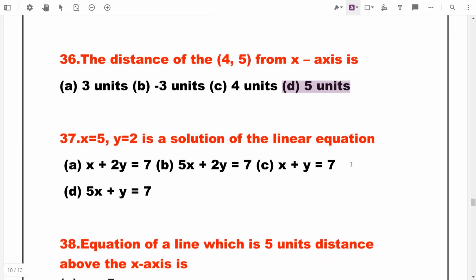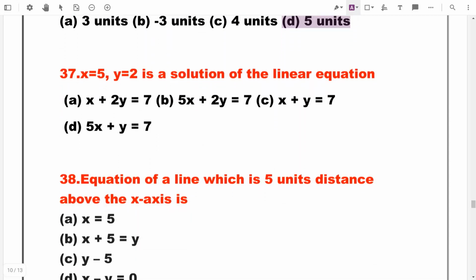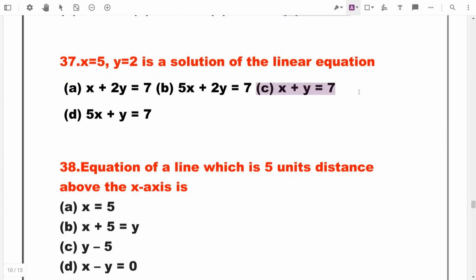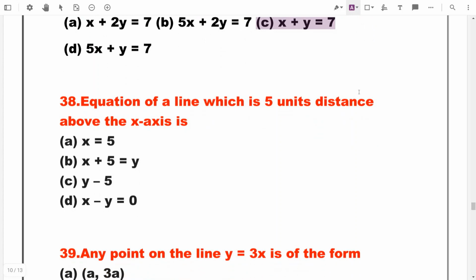37th question, x is equal to 5, y is equal to 2 is a solution of linear equation: x plus 2y is equal to 7, 5x plus 2y is equal to 7, x plus y is equal to 7, 5x plus y is equal to 7. Answer C, x plus y is equal to 7. 38th question, equation of a line which is 5 unit distance above the x-axis is, options are x is equal to 5, x plus 5 is equal to y, y minus 5, x minus y is equal to 0. Answer x is equal to 5.